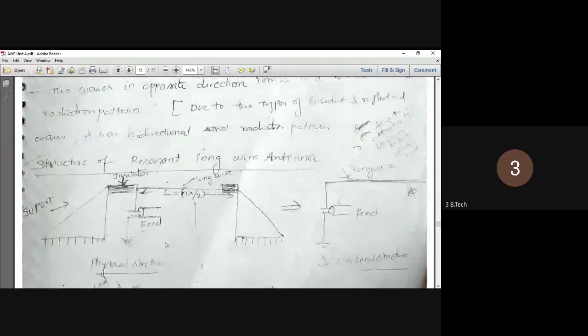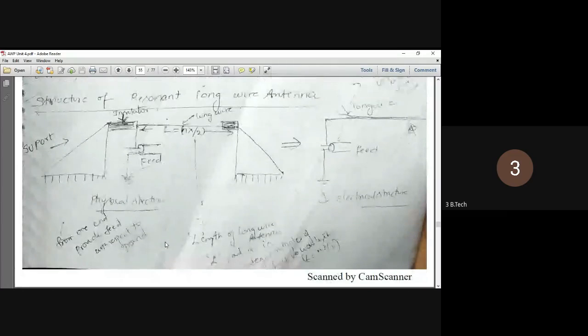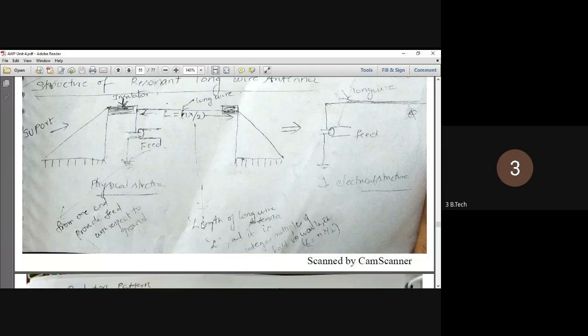When we come to the physical structure we have seen here, that is the structure of the resonant long wire antenna. Here the length is L, n lambda by 2, and both ends are held by supports, but one end is given to a feed. We are providing feed with respect to the ground, and the other end is not given any feed, nor is it terminated with any load, that is the ZL condition.